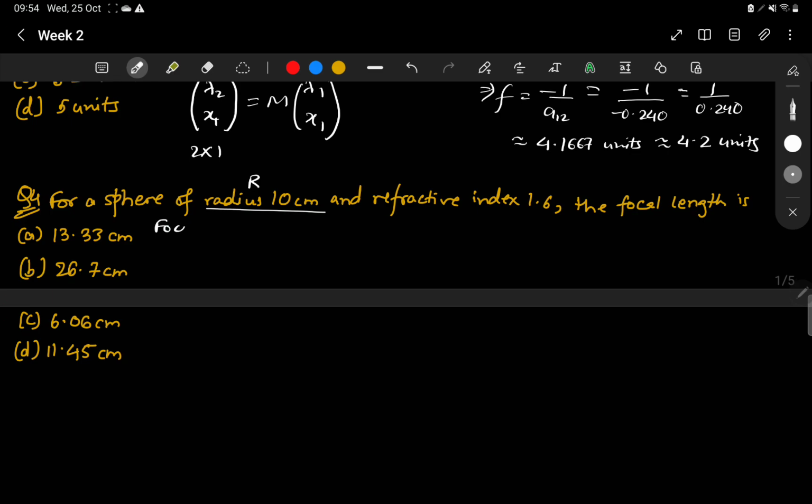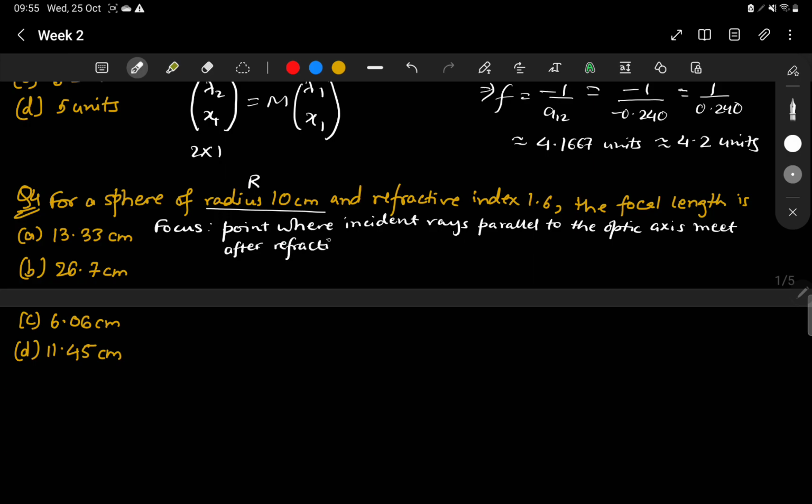And what is the definition of focus? Focus is that point where the incident rays, parallel incident rays which are parallel to the optic axis, meet after refraction. After refraction from what? Refraction from the refracting element.